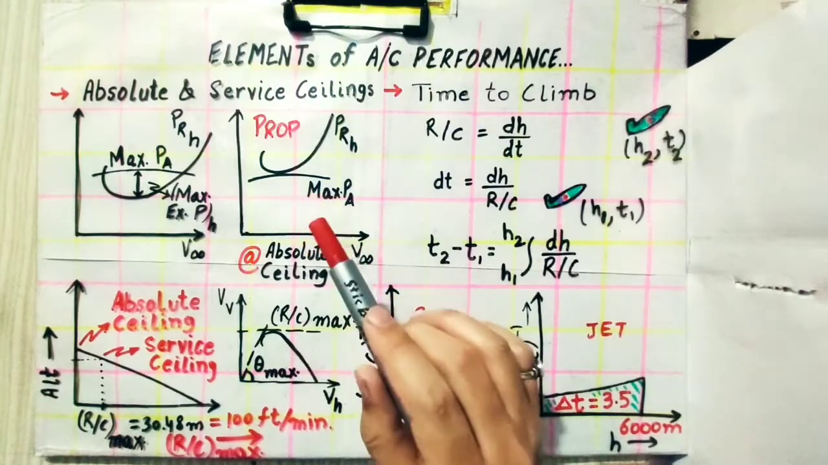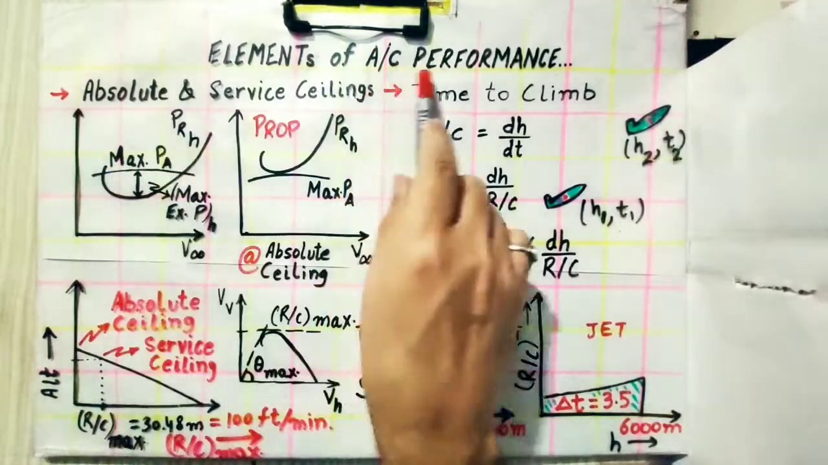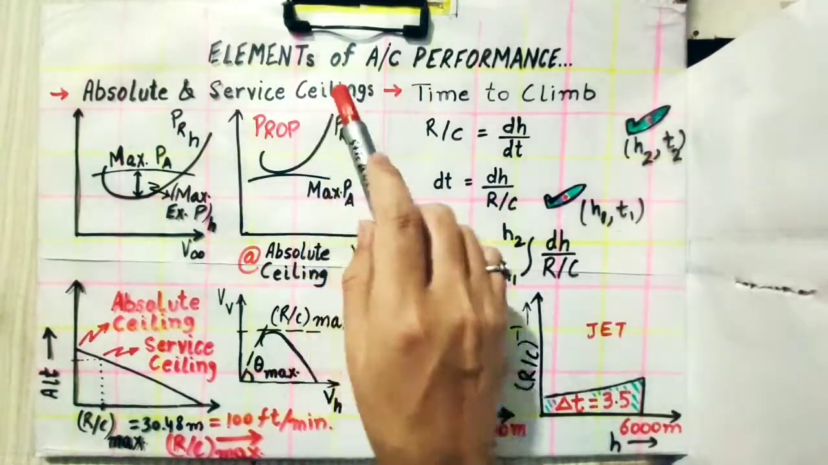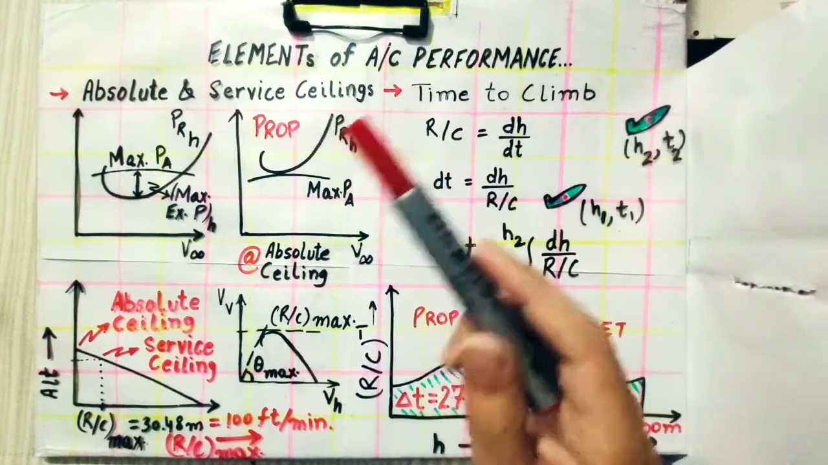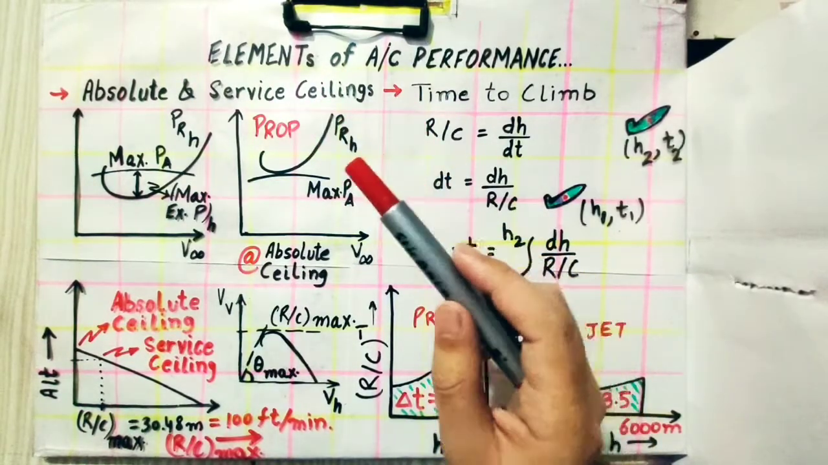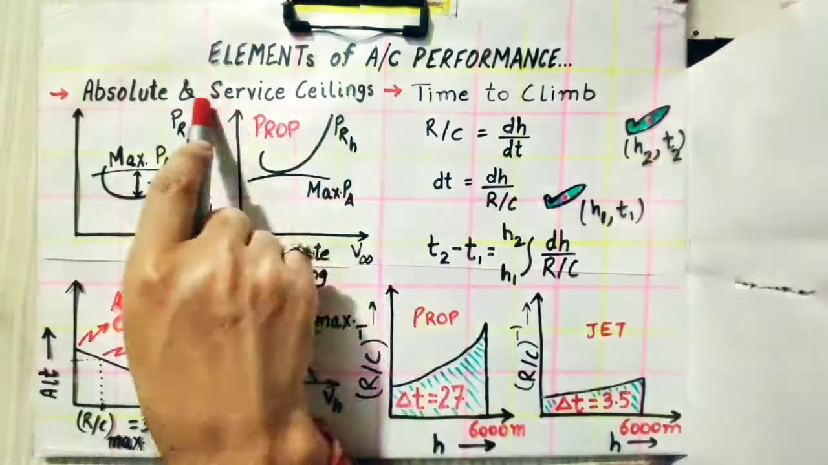In absolute and service ceiling, as you know, the ceiling of a room is the top surface of the room. From the aircraft point of view, the ceiling is the maximum height an aircraft can attain, or the maximum height at which an aircraft can fly a steady and level flight. So from these graphs we will determine the absolute and service ceiling of the aircraft.